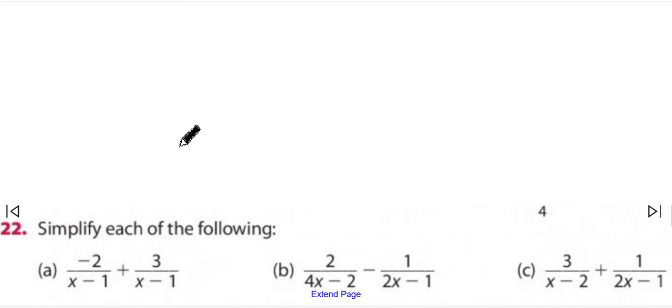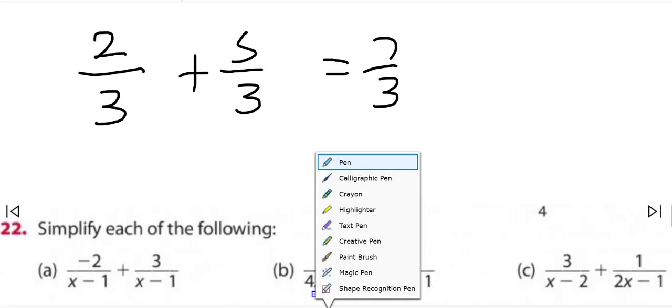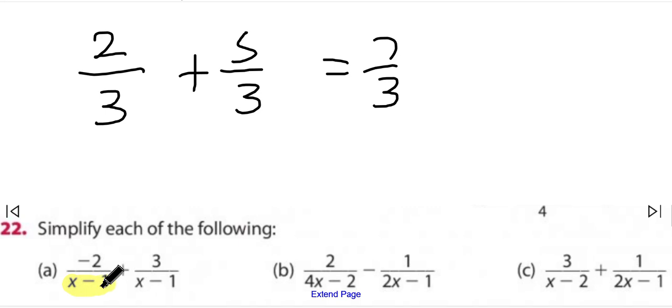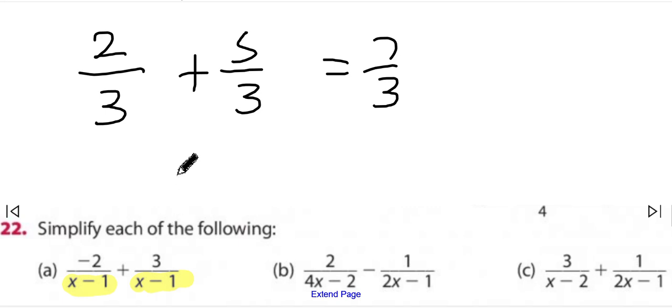Alright guys, so here we go. Anytime two fractions have the same denominator, does everybody know the answer for 2 over 3 plus 5 over 3? So once the denominator is the same, just add them. Agreed? So what do you think about 22 part A? What do you know about the denominator? So how'd you do this question then? 3 take away 2? 1 over x minus 1.